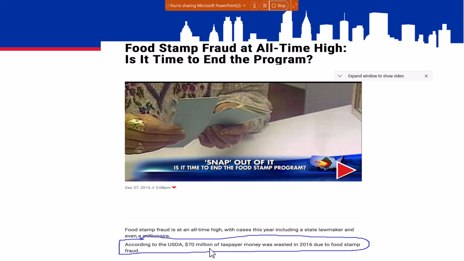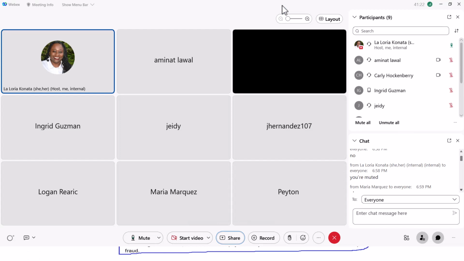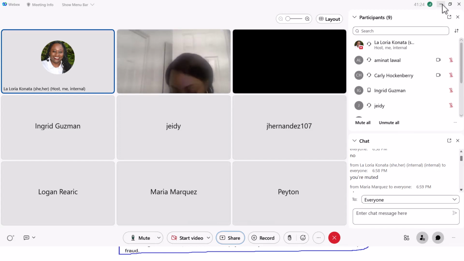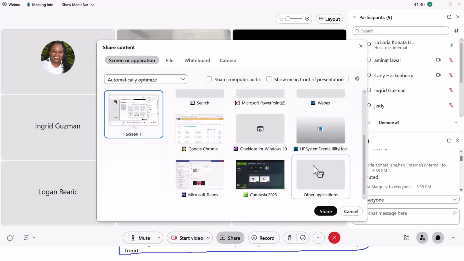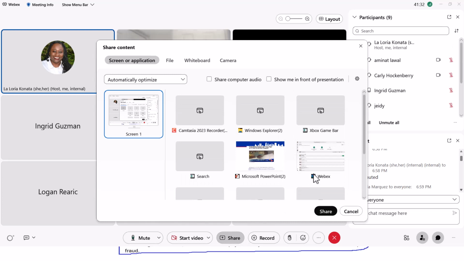So I'm going to stop this share here. And I'm going to, let me find my screen.